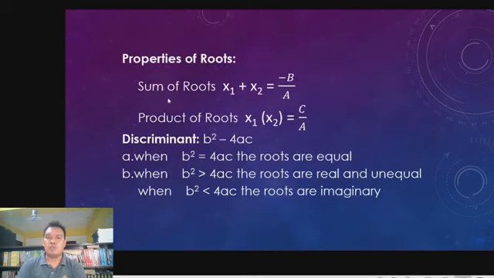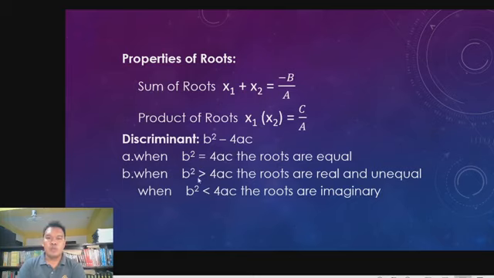Okay. So, properties of roots, we have the sum of roots, x1 plus x2 is equal to negative b over a. Then, the product of roots, x1 times x2 is equal to c over a. Then, for the discriminant, we can say that it is b squared minus 4ac. Then, when b squared is equal to 4ac, we have roots that are equal. So, ibig sabihin yung r1 and r2 or x1 and x2 is pareho.